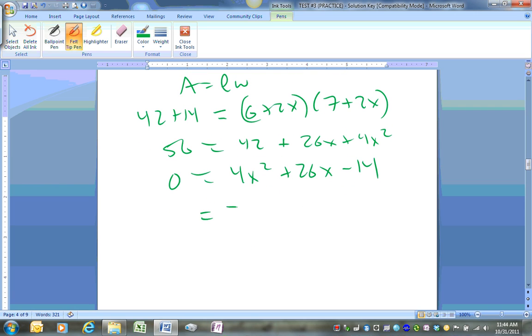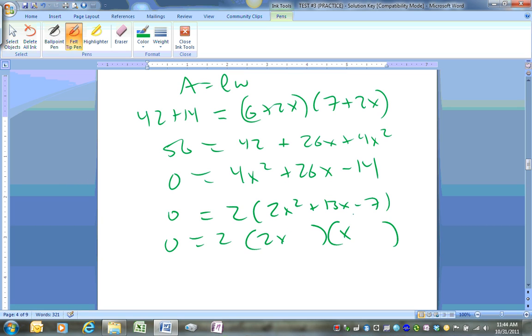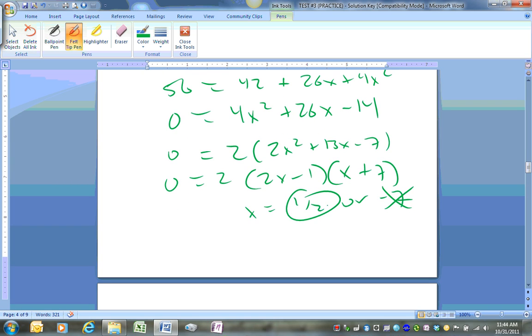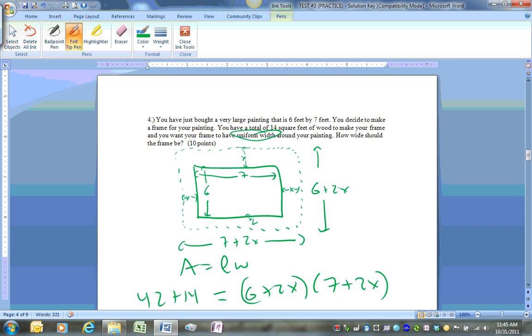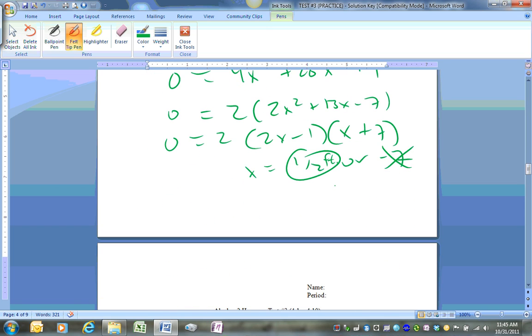Factor out the 2. Continue factoring the sucker. 2x minus 1, x plus 7. So you get x equals one half or negative 7. We know we cannot have a negative width for a frame. So the answer is half a foot. Kind of like what we had on the quiz. Okay, so that's number 4.